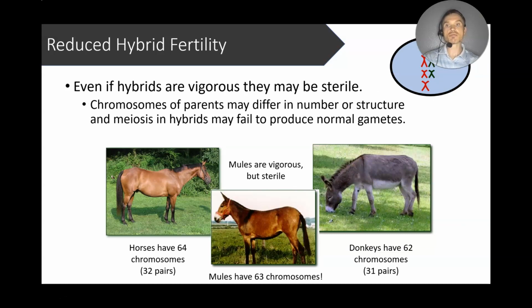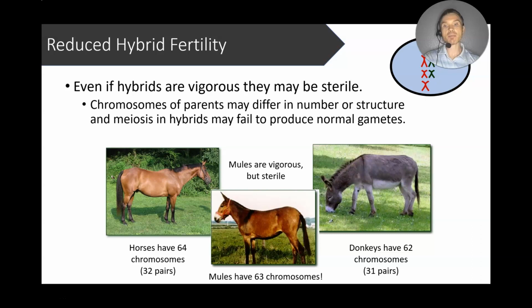The next is reduced hybrid fertility. So in this situation, even if hybrids are vigorous, they may be sterile. That is the example of a mule. So we know that a horse and a donkey can reproduce, and the offspring that they produce is called a mule. However, a mule is sterile, so it can't produce offspring of its own.